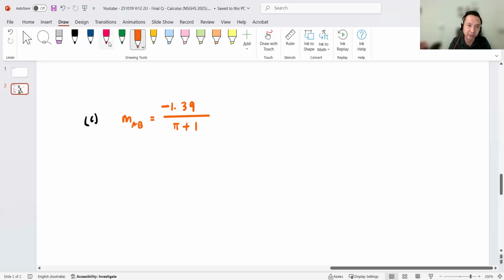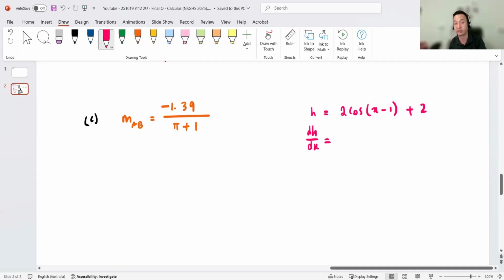And then the gradient of the pink. I know the function h equals, was it 2 cos(x minus 1) plus 2? It's part of the cos graph where it intersects. Now, dh/dx, the derivative function, is the gradient of the curve. So if I differentiate that, it'll be negative 2 sine(x minus 1).